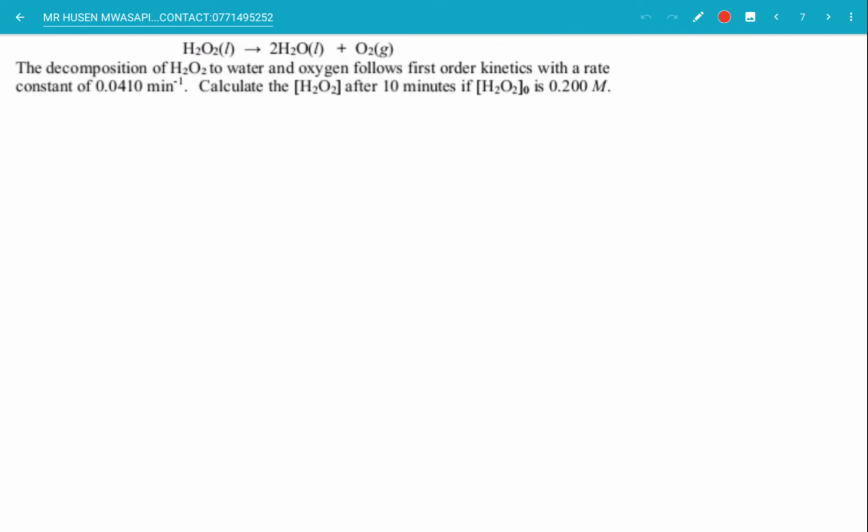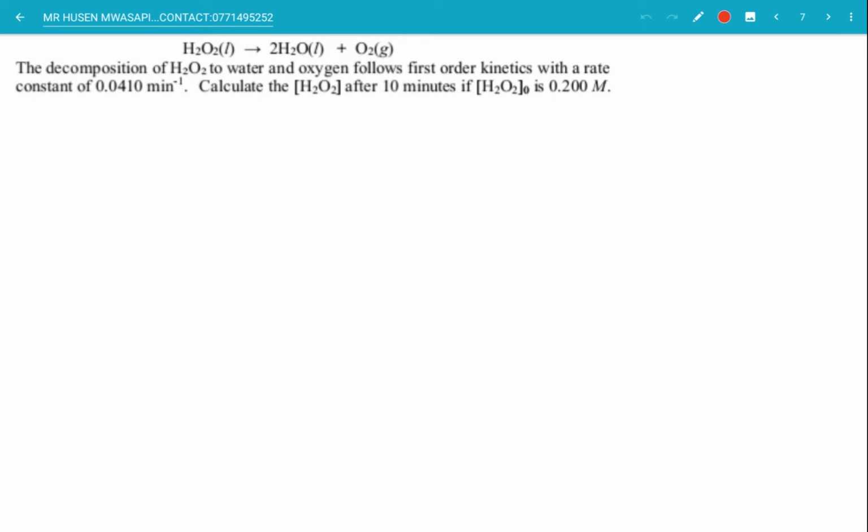Now let's look at a different question. It's saying that you have a reaction that is showing the decomposition of hydrogen peroxide to water and oxygen. Now it follows first order kinetics with the rate constant given in minutes. Calculate the concentration of hydrogen peroxide after 10 minutes if the initial concentration is 0.2 molarity.